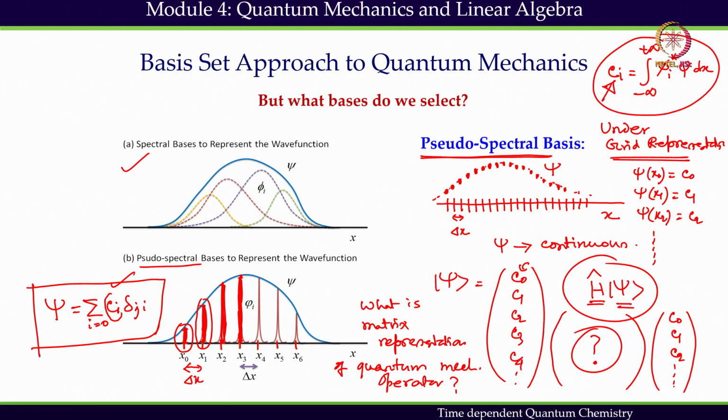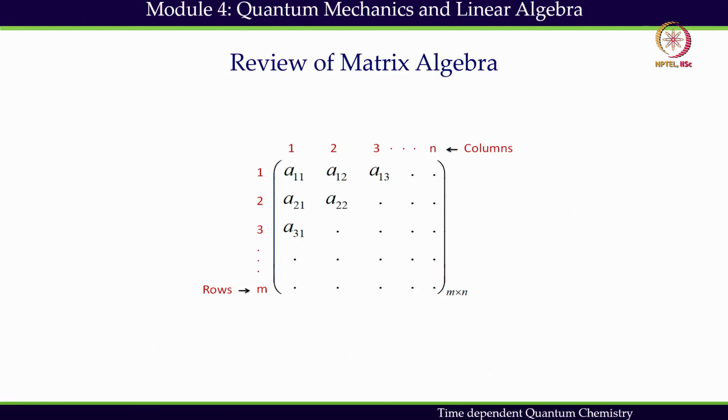But before we go ahead and find out the matrix representation of the Hamiltonian operator, because we will be using a lot of matrix algebra to find out its ultimate form, we will briefly go over the matrix algebra first.